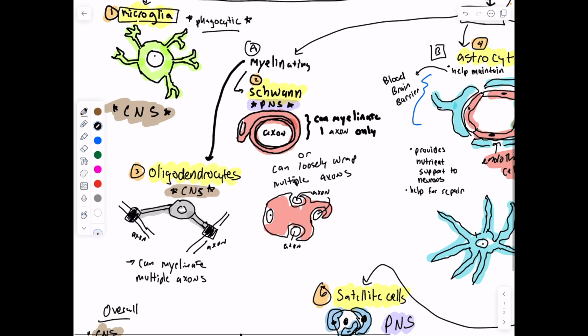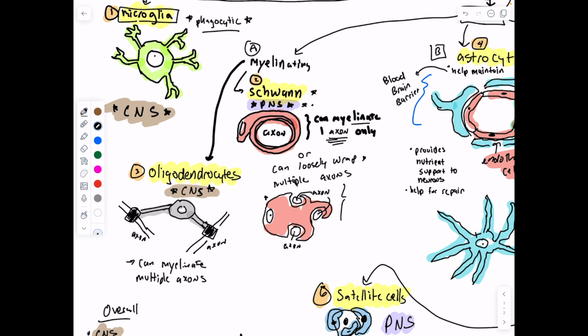And let's take a look at myelinating cells, because this is something that, for me, is hard to remember. Our Schwann cells are in the peripheral nervous system. They can myelinate one axon only. Or they can loosely wrap, which is not the same as myelination, multiple exposed axons. Why would you want to do that? Well, you can organize the axons and keep them in a relatively small area through the use of a Schwann cell. But Schwann cells myelinate one axon only.